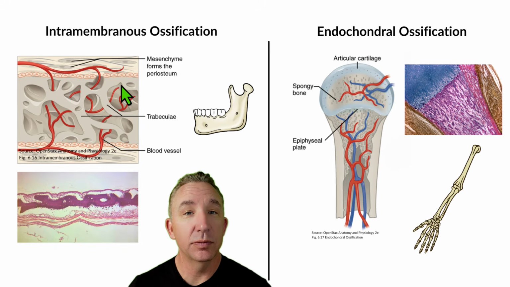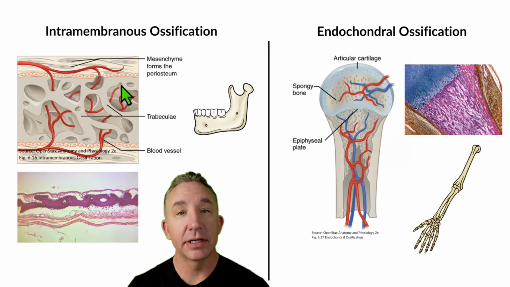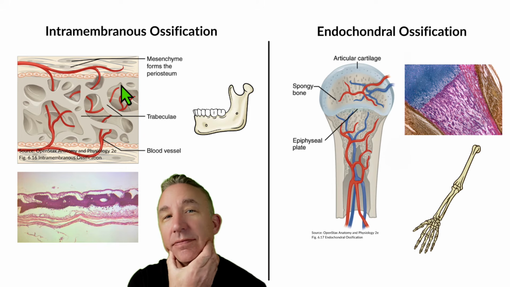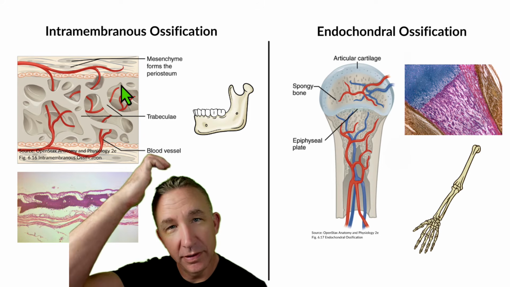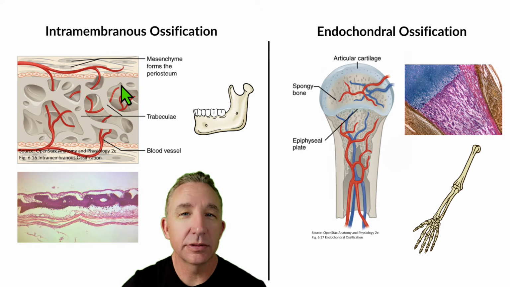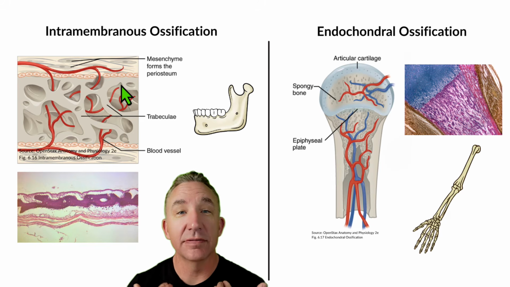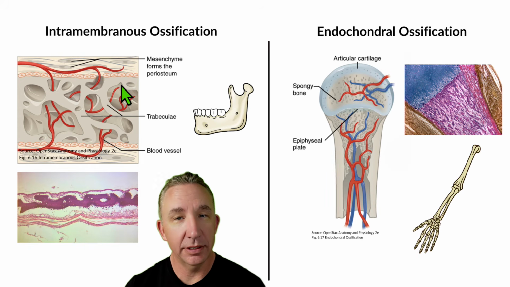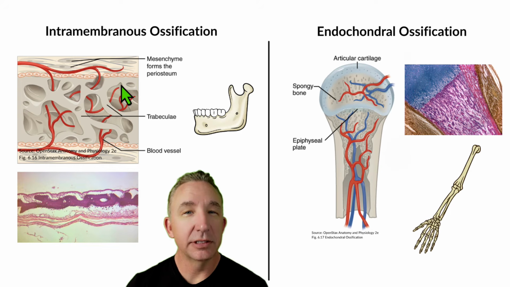Intramembranous is referring to within a membrane, and we refer to this for dermal bones. We say dermal, like closer to the skin. So when I think about intramembranous, it's bones that I can feel. I can feel my mandible, my frontal bone, my parietal bone. Those are bones that I can actually touch and feel. My clavicle, right at the skin, dermal bones.